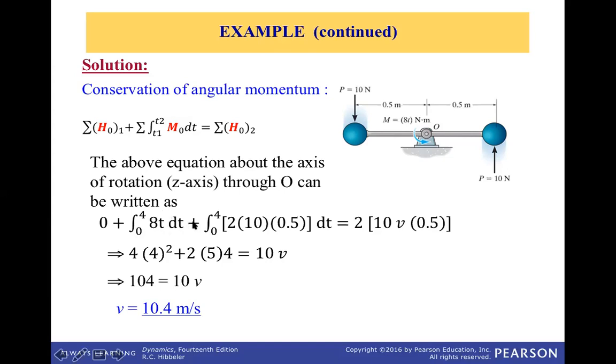So this is positive, and then this is 10 times 0.5. R is 0.5, 10 is the force, okay? We are just looking at the magnitude of it, and then you integrate from 0 to 4 seconds. The fact that you have 2 here is because you have one force, P equal to 10 here, and the second one here, so you multiply by 2. That's going to be equal to the final angular momentum.